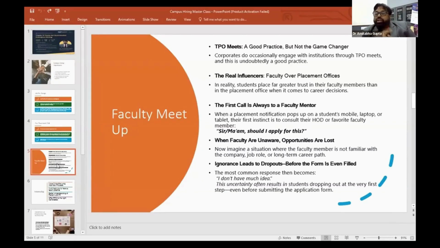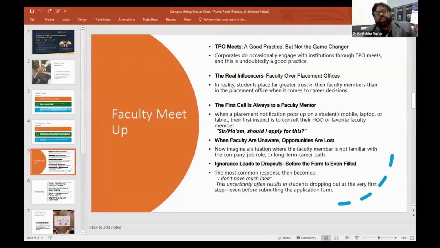So the first call is always to a faculty mentor. When a placement notification pops up on their mobile or laptop or tablet, the first instinct is to consult their HOD or the faculty member: sir or ma'am, should I apply for this? My suggestion is, different companies have already started, and some of you are also doing that, definitely, conducting faculty meetups of the respective departments from where you are looking for candidates to join your organization.